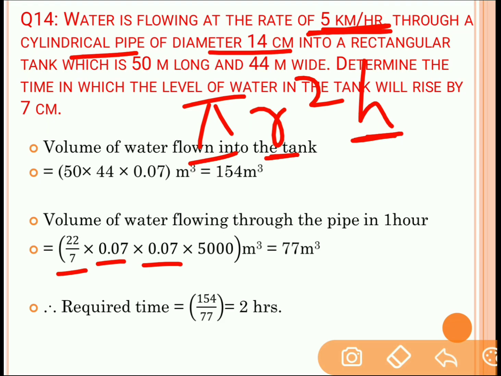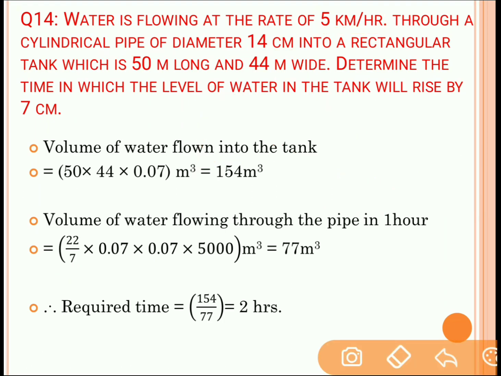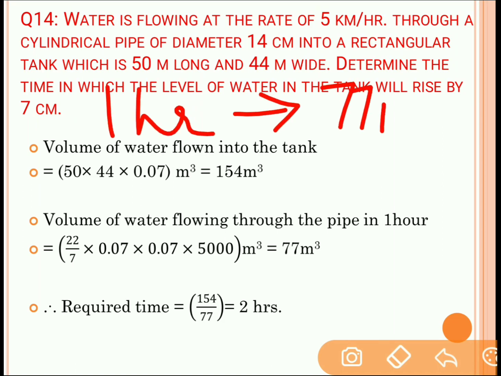Flow rate is 5 km per hour. So in 1 hour the amount of water which is coming out is 5 km. In meter it can be written as 5000 meter. So h over here is 5000 meter. So finally the volume of water which is flowing through the pipe in 1 hour will be pi into r square into 5000. So that is equal to 77 meter cube. In 1 hour the volume of water which is coming out from the cylindrical pipe is 77 meter cube.